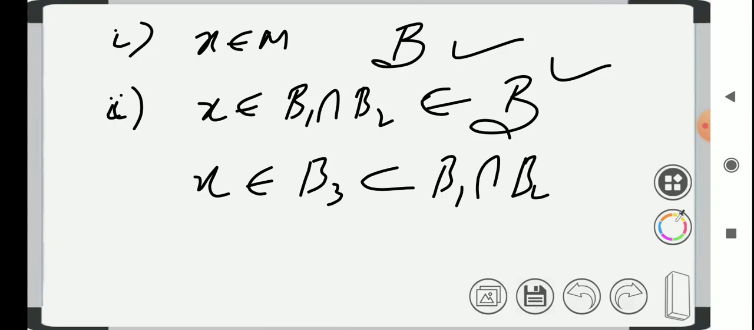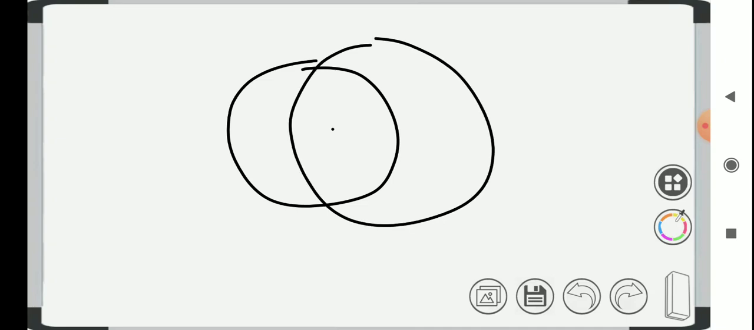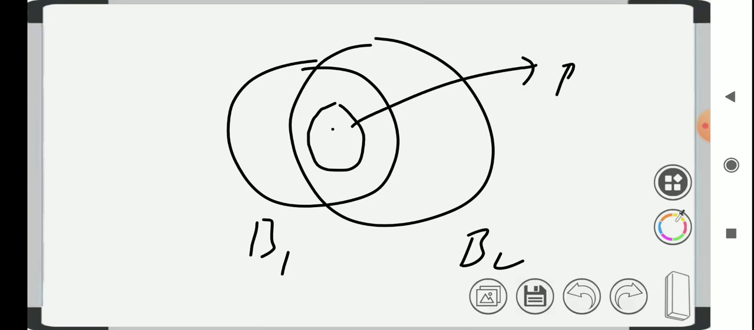That is, if some point belongs to the intersection of two basis members, let this be B1 and let this be B2, we should have another basis member B3 which contains that point and is contained in their intersection. That is, it should be contained in this portion, which is clear from the figure. So we have to show first that this collection is a basis for this set.